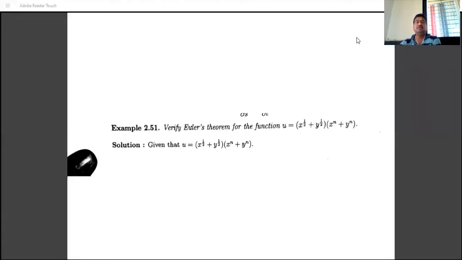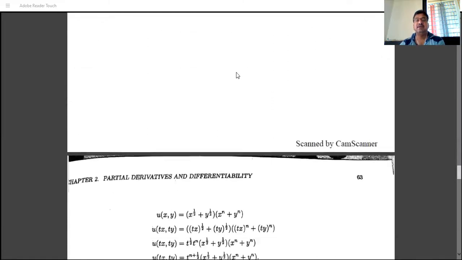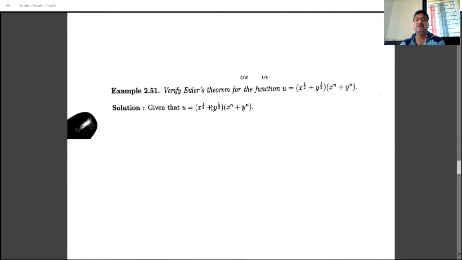Some more problems on Euler's theorem. Verify Euler's theorem for the function u equals x raised to half plus y raised to half, into x raised to n plus y raised to n. So u is this function, and this function is a homogeneous function of degree 1/2 plus n.